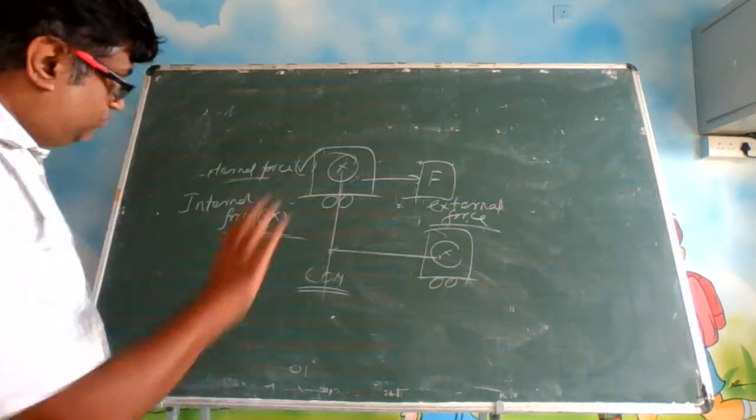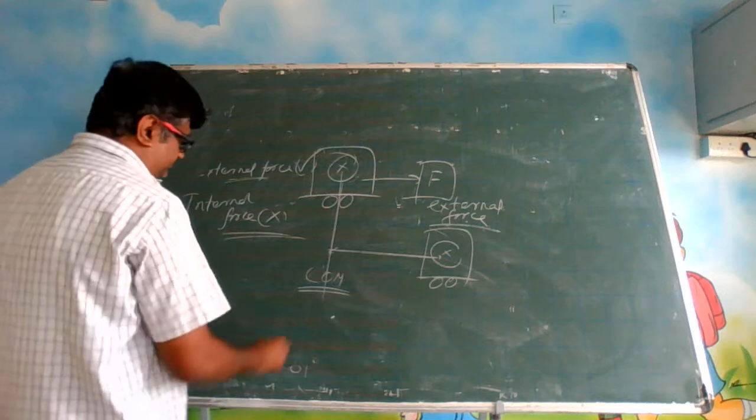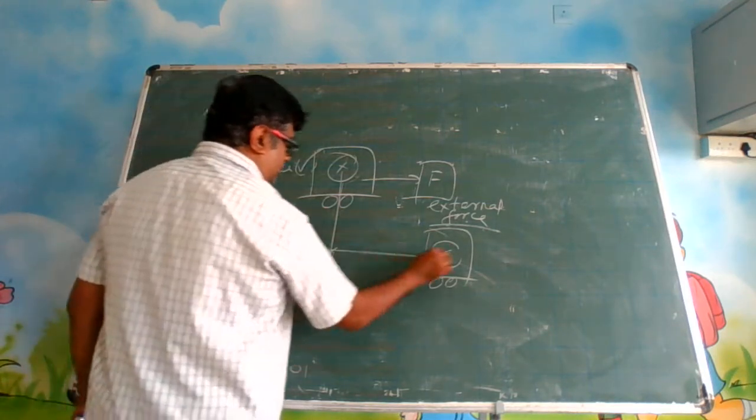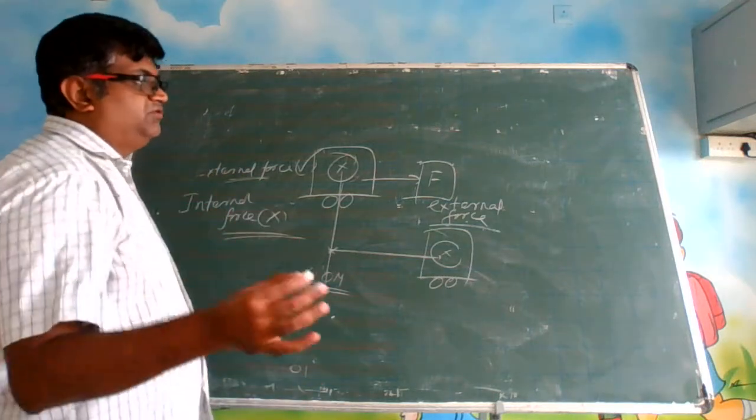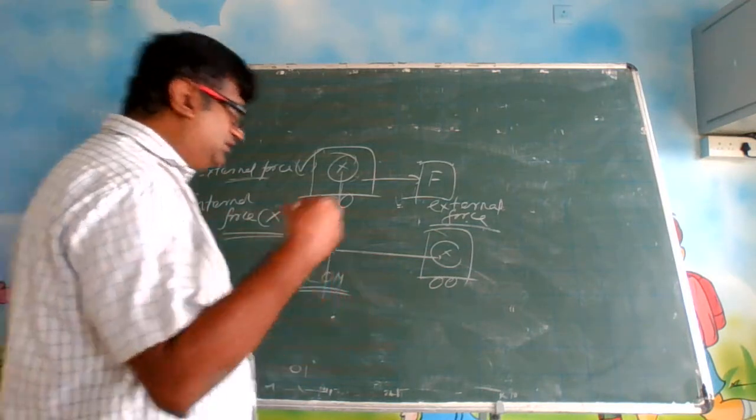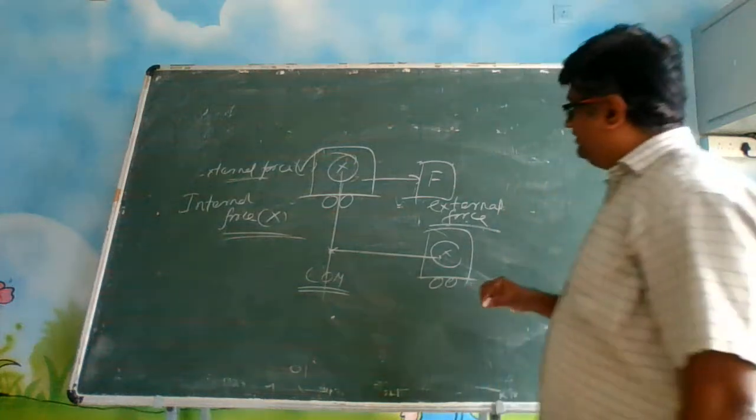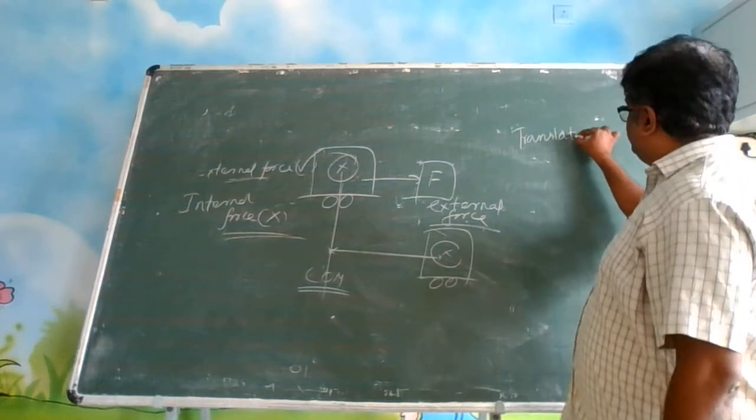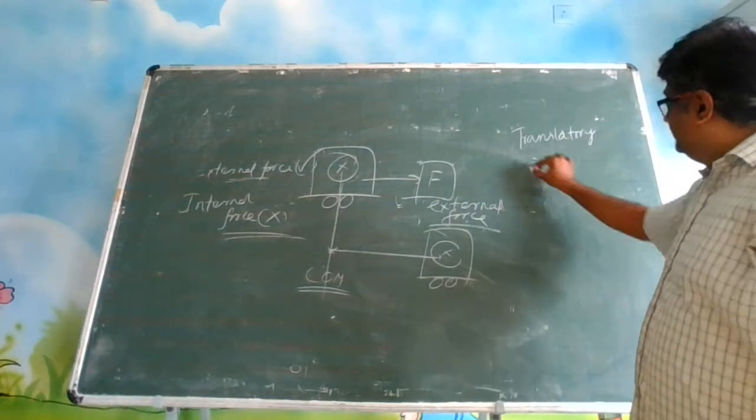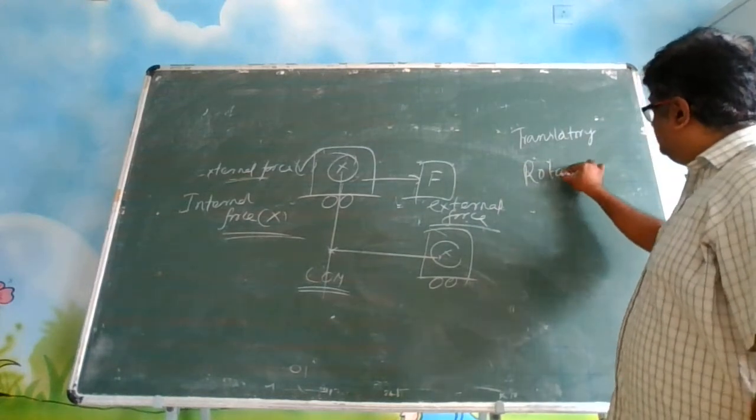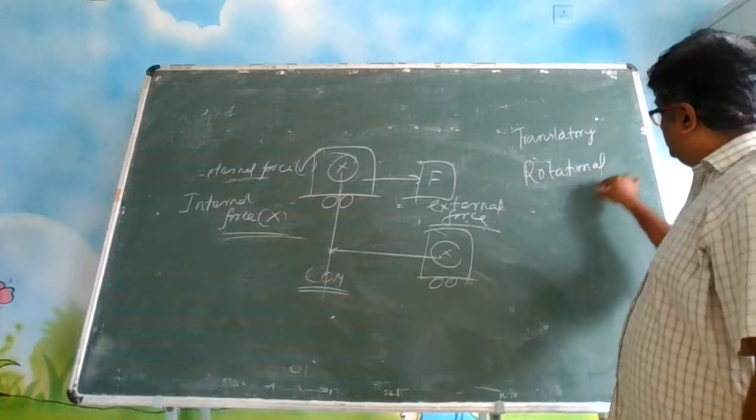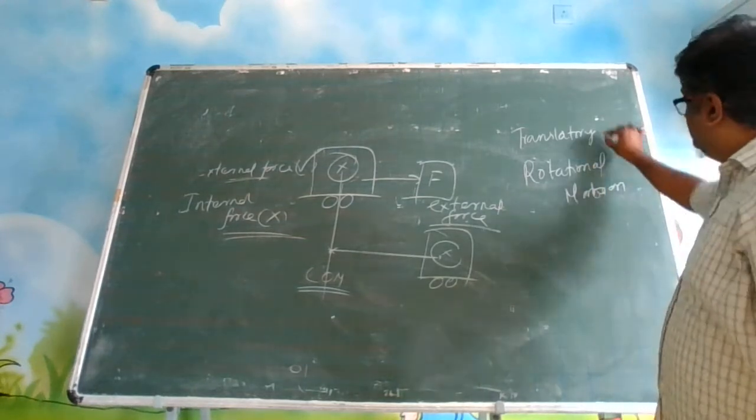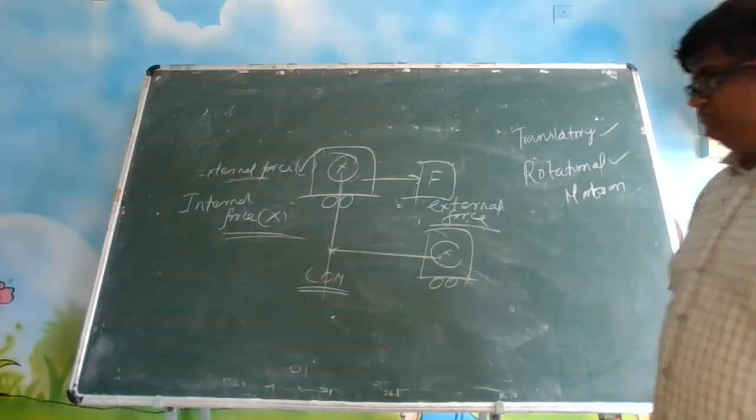And let us see one more concept in this. Now see here. This center of mass moved from here to here. There are two types of motion. Let us just define it. One is called translatory motion. Another is called rotational motion. Remember these two. Okay? There are two types of motions.